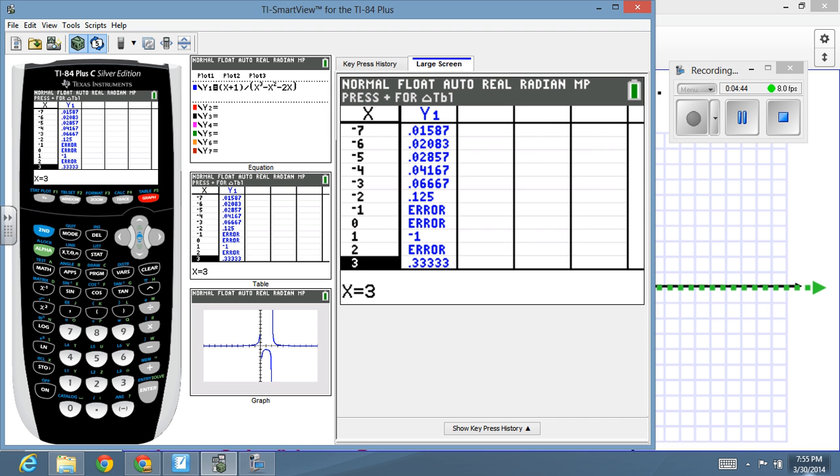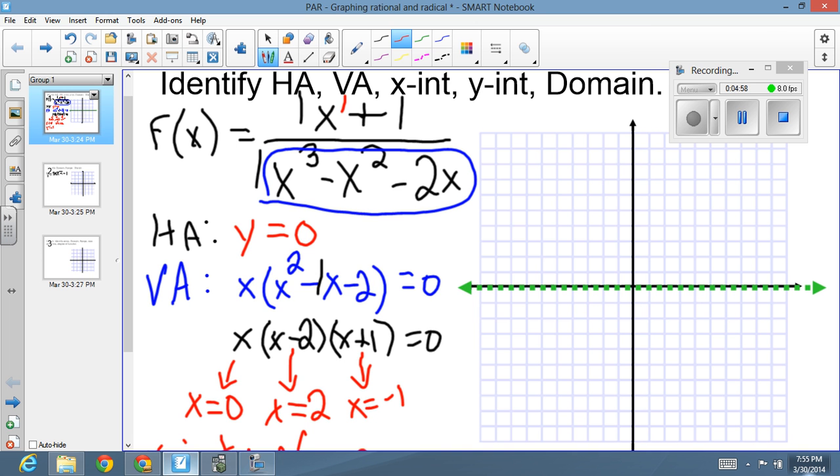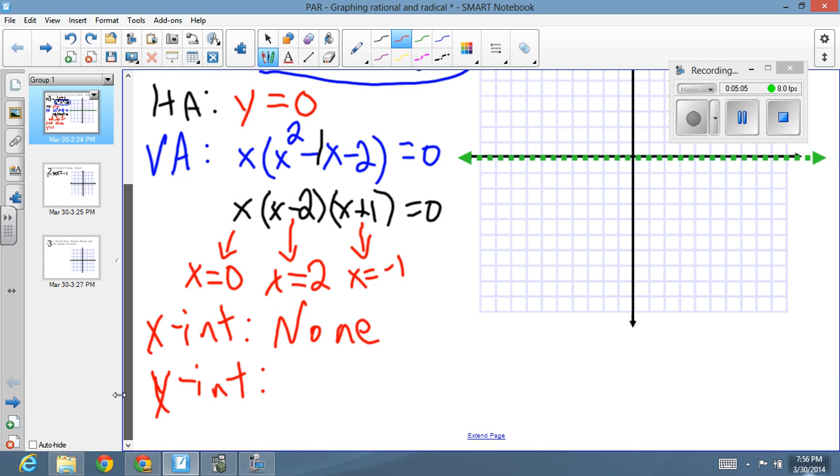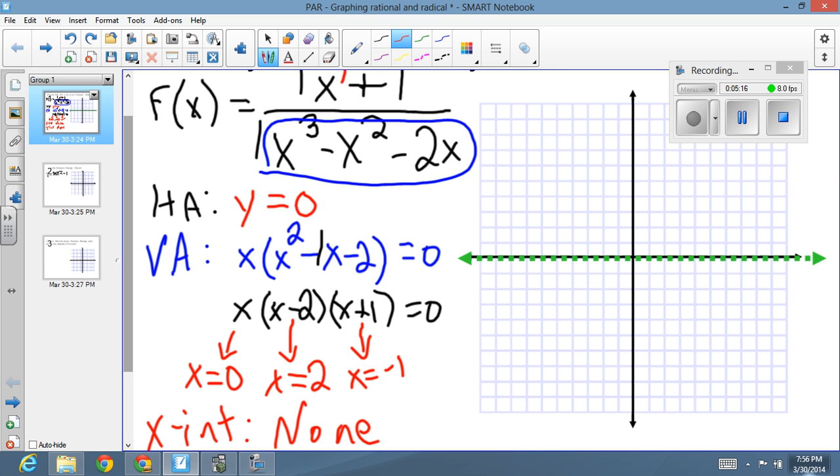While I'm at it, I want to look for any y values that are 0, because that would be my x-intercept. As anticipated, there isn't one. So going back here, I now note that my y-intercept is also none, because when I looked in my calculator at the table, I had an error.